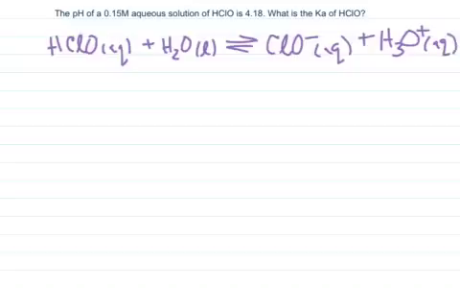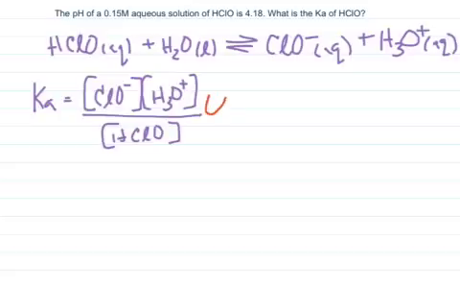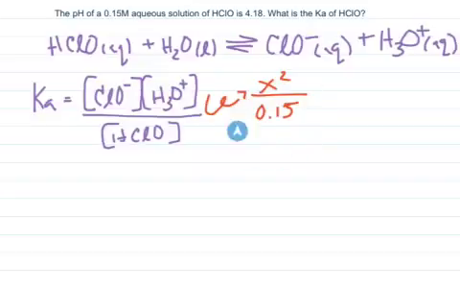Next thing I need to do is set up the Ka expression. So Ka is equal to ClO negative, H3O plus, all over HClO. And remember again, water is a pure liquid, so it does not count. So again, instead of drawing out the reaction table, I'm going to do my shortcut, so x squared all over 0.15. Again, I know this is going to be 0.15 because this is a weak acid.